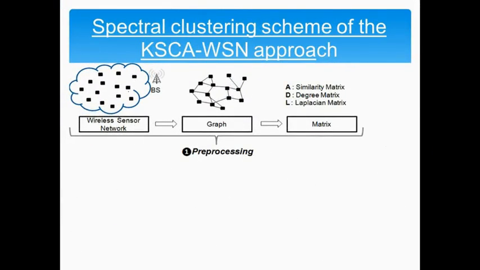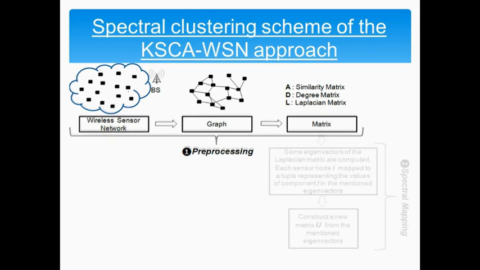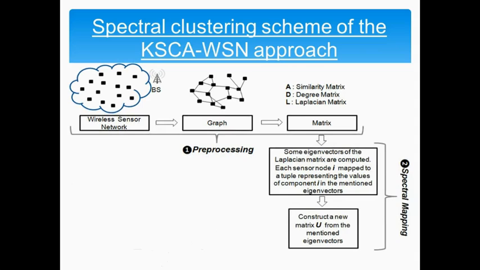Let's now talk about the spectral clustering scheme of this overall algorithm. The very first stage is pre-processing, where the existing wireless sensor network with its base station is converted to a graph structure, and we find various matrices from it: the similarity matrix, the degree matrix, and the Laplacian matrix. In the next stage, spectral mapping, some of the eigenvectors of the Laplacian matrix are computed, and each sensor node i is then mapped to a tuple representing the values of component i in the mentioned eigenvectors.